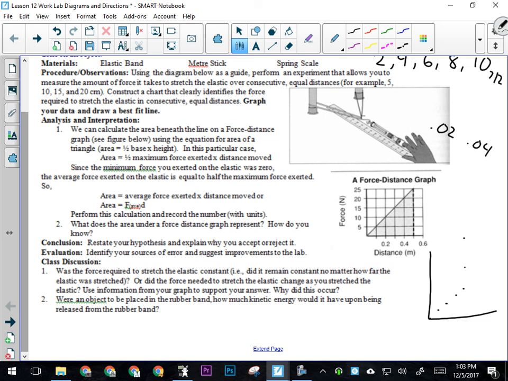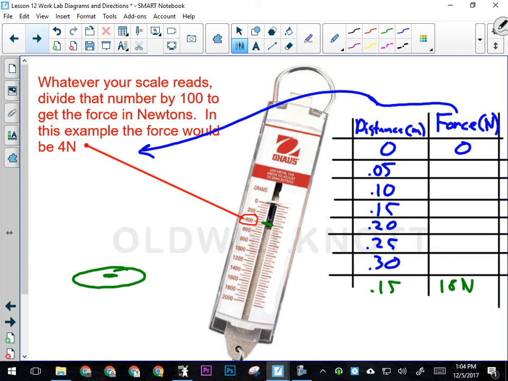And as we said before, these don't show force. They show mass, and that's no good to us. So what we have to do is divide whatever it is in grams by 100, and that will give us the force in newtons. It's actually 98.1, but just for the sake of being quick, we're going to divide by 100 instead. So divide the mass in grams by 100, and you'll have the force in newtons, and that's what you're graphing, force versus distance.